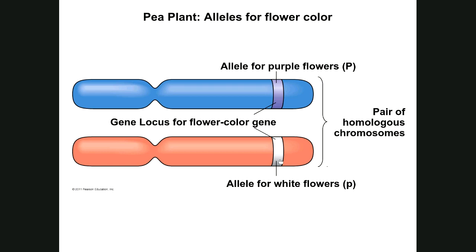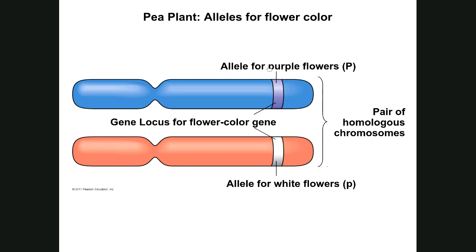For those F1 generation plants that were heterozygous dominant, they found that on the other homologous chromosome at the same gene loci, there was an alternative form of the gene that they termed the lowercase p allele. This lowercase p allele was a recessive allele that coded for the recessive phenotype that Mendel had discovered, white flower color.